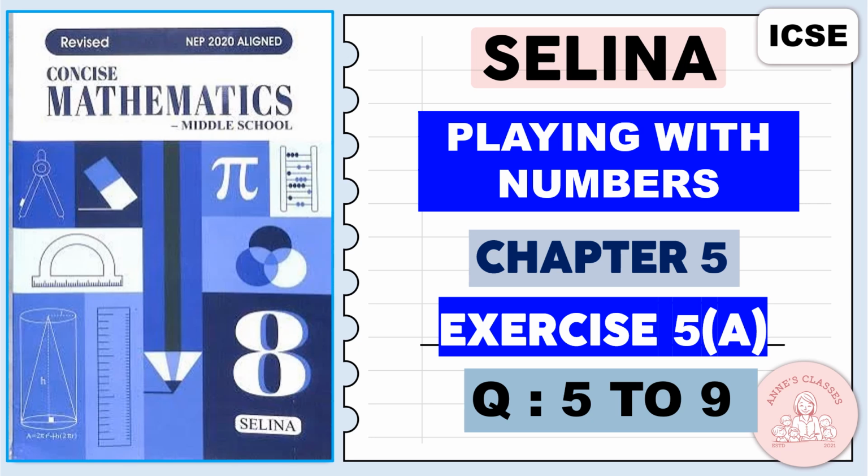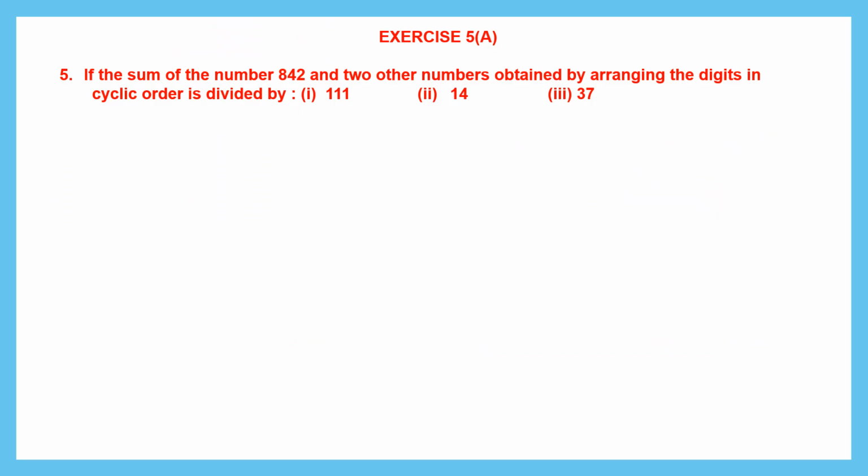Let's do Playing with Numbers, Chapter 5, Exercise 5a. We are doing question 5. If the sum of the number 842 and two other numbers obtained by arranging the digits in cyclic order is divided by 111, 14 and 37, what is the quotient? That is what we are asked to find out.